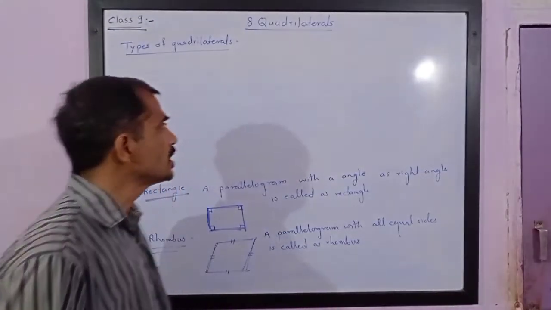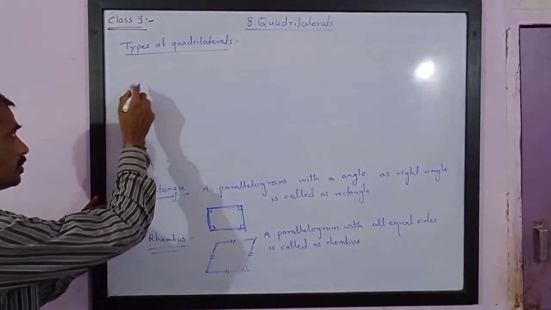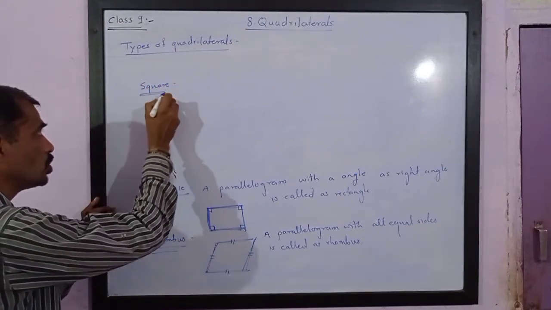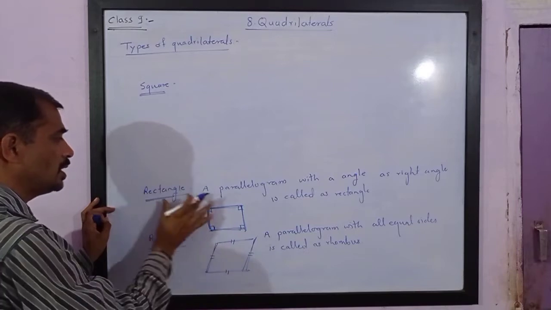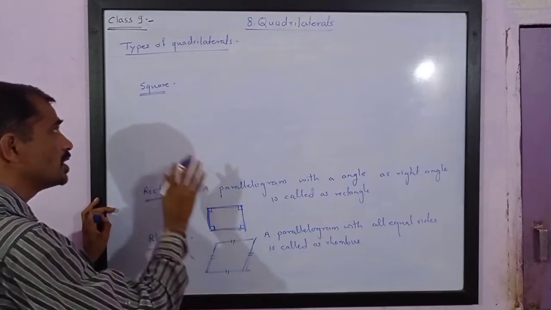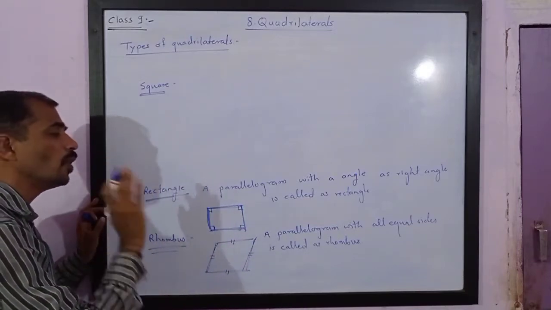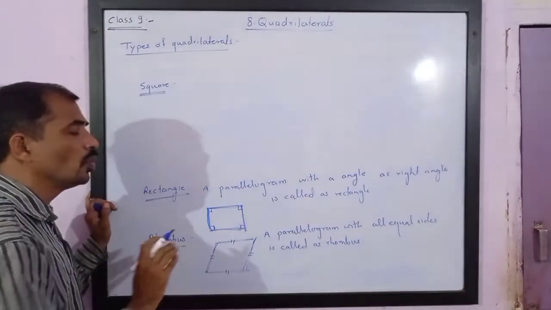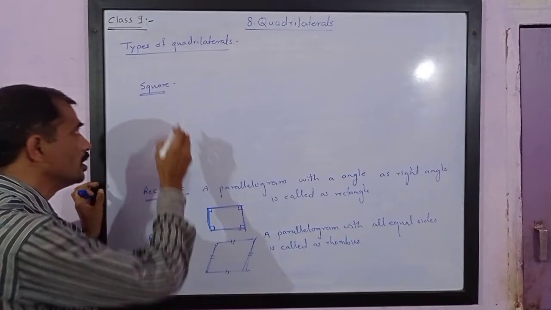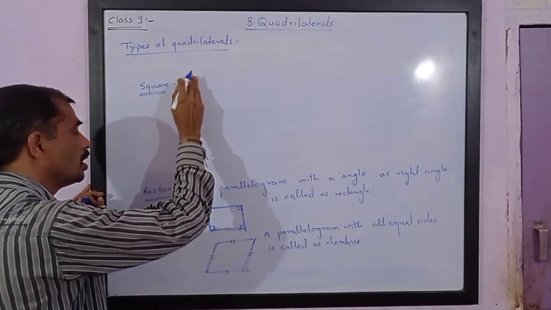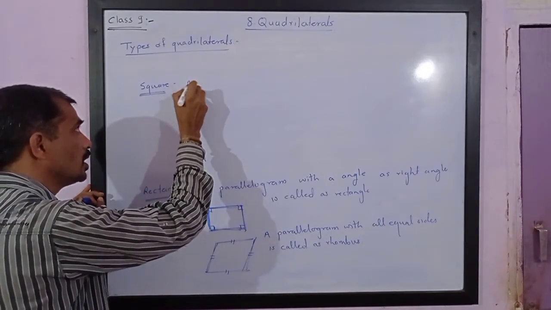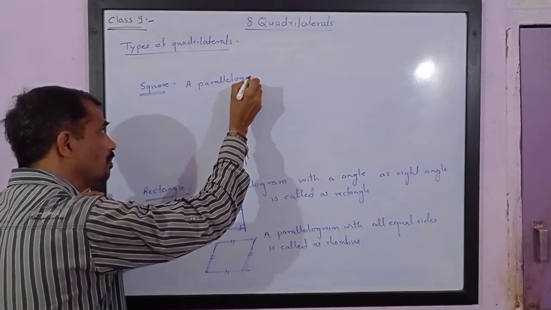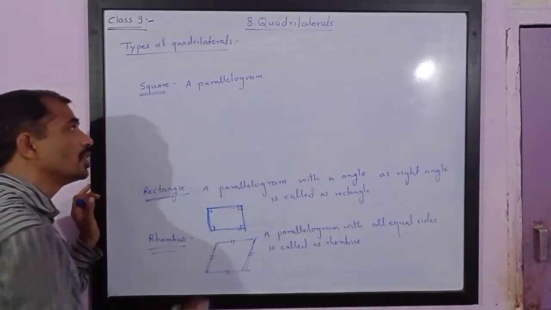Dear friends, next type of quadrilateral is a square. Now please note, square is a parallelogram which is having all sides equal and one angle as a right angle. Or you can say square is a rhombus with one angle as a right angle. So square is a special type of parallelogram. We are going to write with respect to parallelogram because we are going to study parallelogram in more detail.